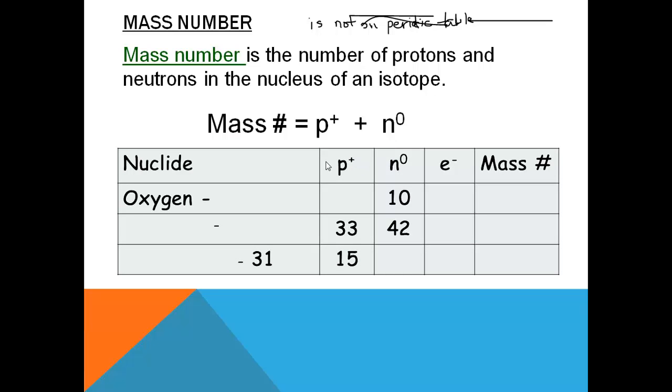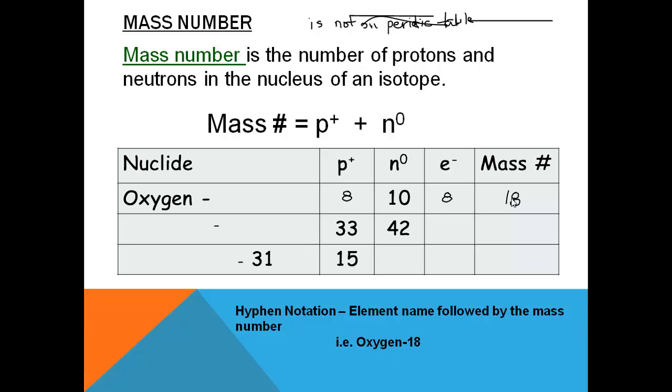So let's look at this. When we're talking about mass number and atomic number, we call atoms nuclides. And then we're looking for the number of protons, the number of neutrons, and the number of electrons. And then we also want to know the mass number. Now, in this first example, we've got oxygen. If we look at our periodic table, oxygen is element number 8. That tells us that it has 8 protons, which means it has 8 electrons. Now that we know the number of protons and the number of neutrons, we can add them together to give us the mass number of 18.